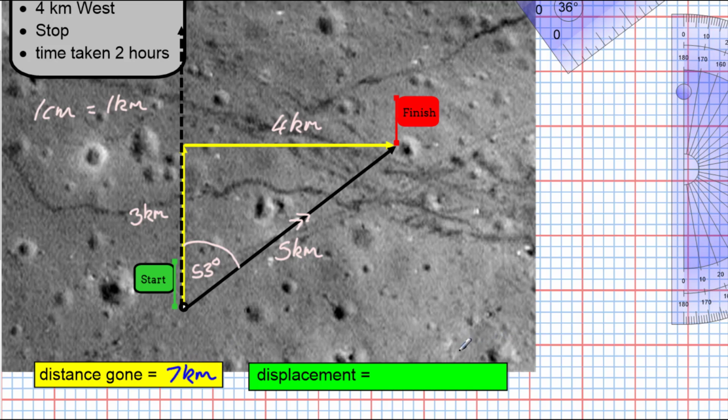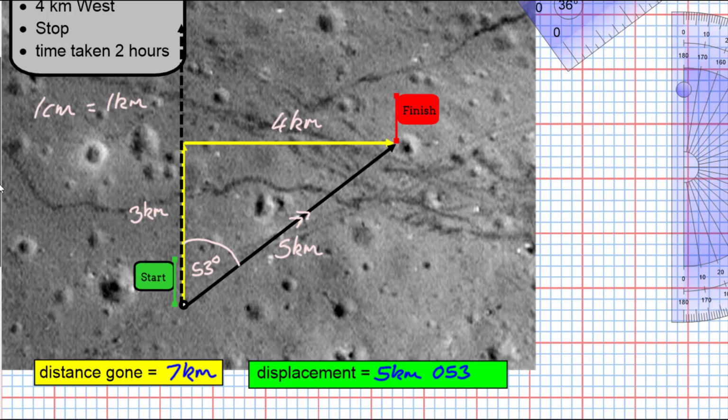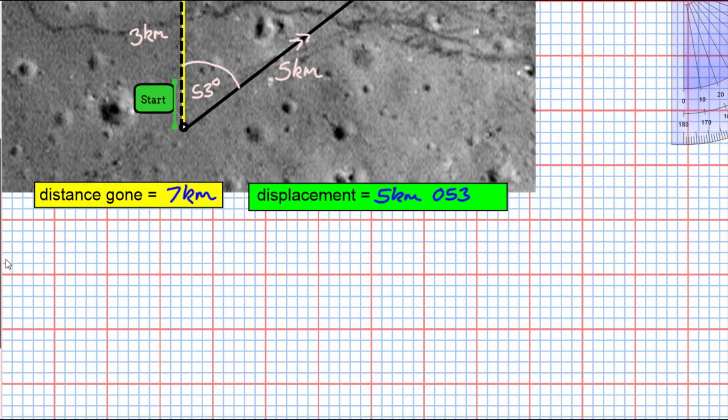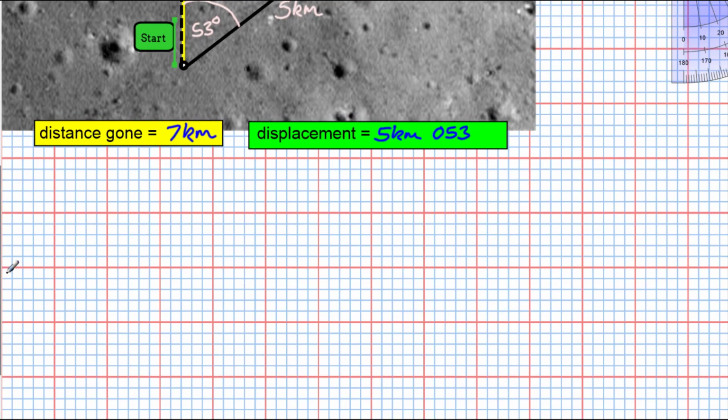So the total distance is actually 7 kilometres. The displacement is different. That's a vector. It needs a size and a direction. So the displacement is going to be 5 kilometres and on a bearing of 053 degrees. So that's our distance and that's our displacement. You can see they're different because distance is a scalar and displacement is a vector.